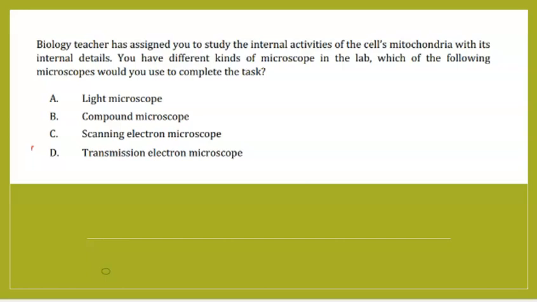So we know whenever we have to go deep into the cell to see the internal structures, we cannot use a light microscope. Light and compound microscope are basically the same, okay? Scanning will only give us details about the external surface area, and transmission is the one which we use for looking into the internal details of the cells. So here the answer would be transmission electron microscope.